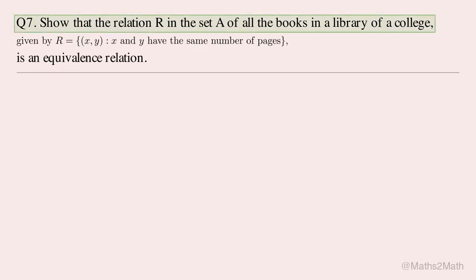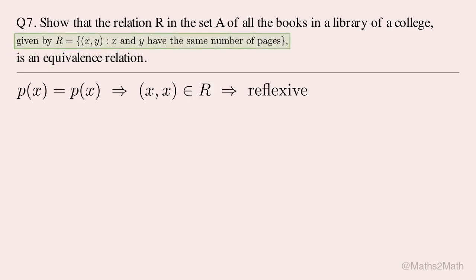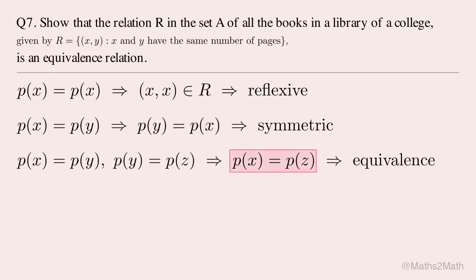Question 7. A is the set of all books in a college library. Two books are related when they have the same number of pages. We must show this is an equivalence relation. Every book has its own page count, reflexive. Equal page counts are equal in either order, symmetric. And if x matches y and y matches z, all three counts are equal. Transitive, so R is an equivalence relation.